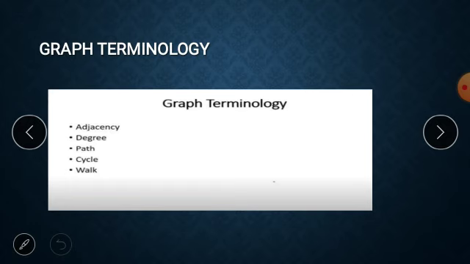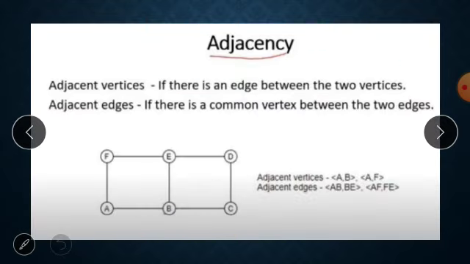So in graph terminology, we are going to see the topics adjacency, degree, path, cycle, and walk of a graph. So what is adjacency? Adjacent vertices are vertices with an edge between the two. So A to B and A to F are considered adjacent vertices. And what are adjacent edges? Two edges with a common vertex between them, that is A to B and B to E, and A to F and F to E. So these are the adjacent edges. So this is about adjacency.